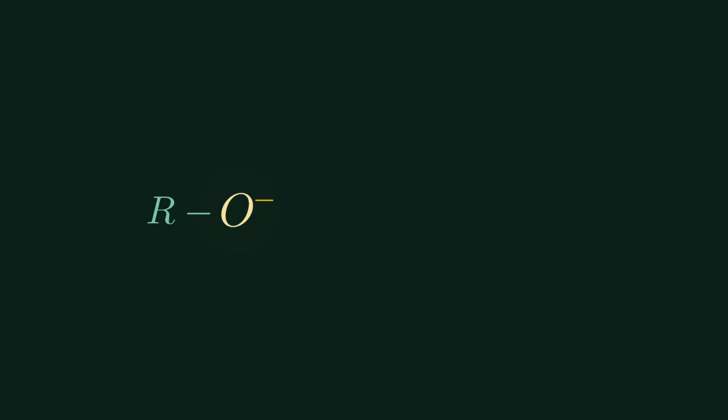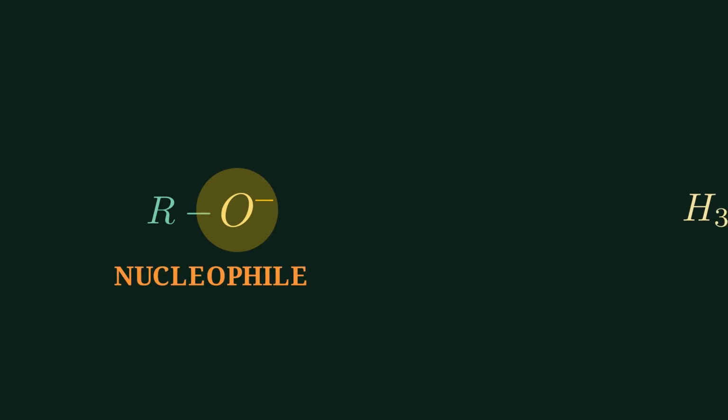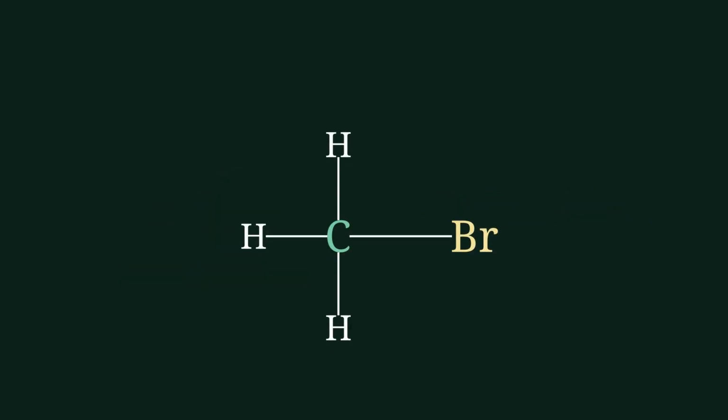This oxygen is now electron-rich and very hungry for a positive nucleus to pair with. It has become a powerful nucleophile. Now, here is where the second player enters the stage, the alkyl halide. Let's look at this methyl bromide molecule. Because bromine is more electronegative than carbon, it's pulling electron density toward itself. This leaves the carbon with a partial positive charge, a perfect target.